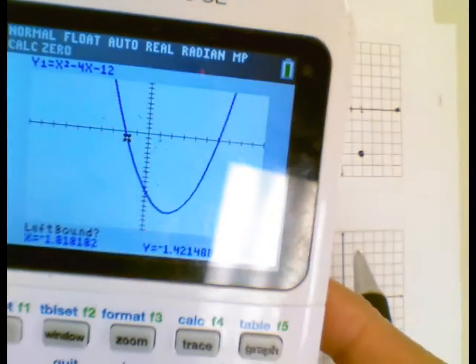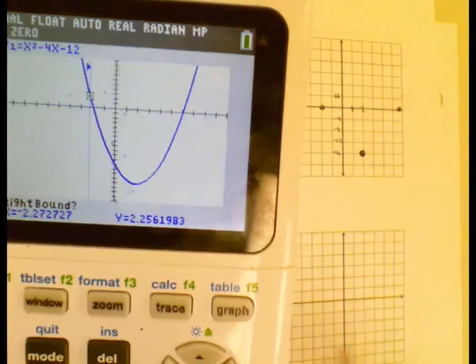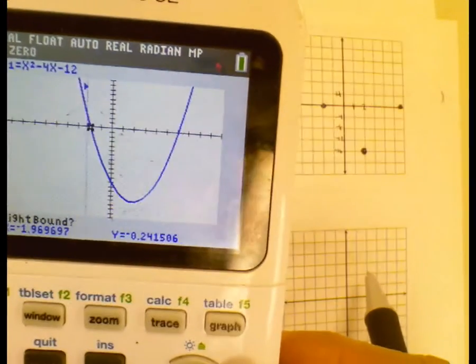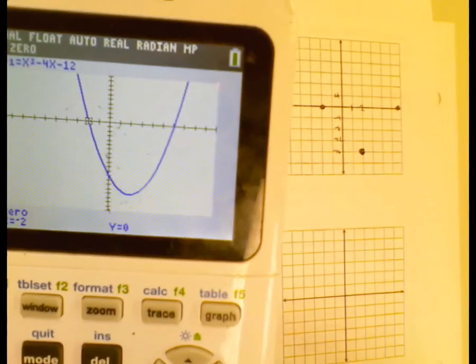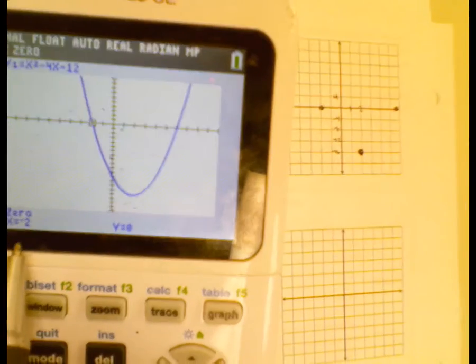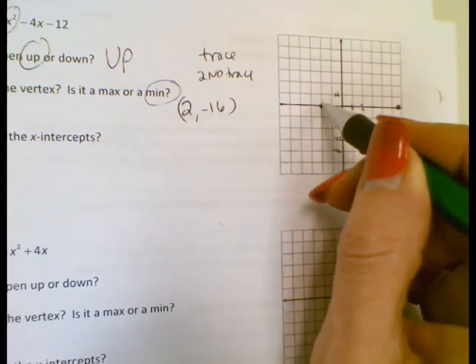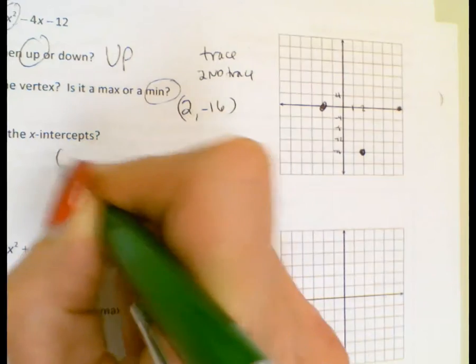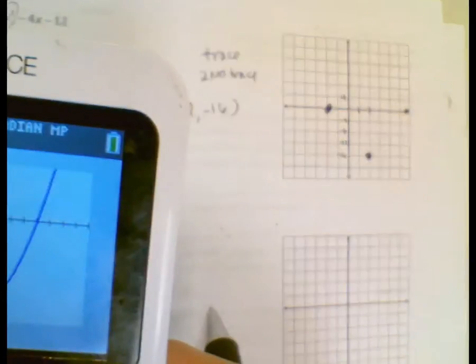Left bound guess. To go left, I need to go above it and press enter. Right bound guess. Go below it, because that's to the right of it, where it's hitting the x-axis. And then it says the 0, press enter, and the 0 is negative 2, 0. That's a 0, and it says negative 2, so it's crossing at negative 2. The x-intercept is negative 2, 0. And to find the next one, press trace.